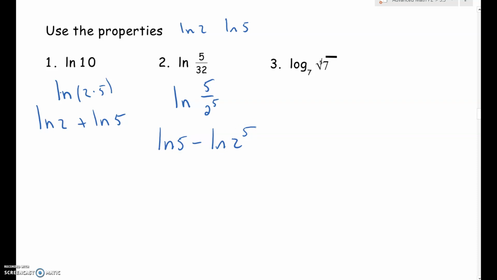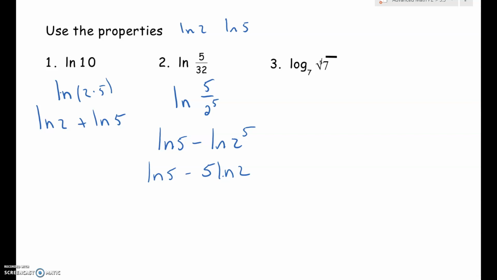Okay, but then we don't want any powers when we're dealing with this. So this will be ln 5 minus, or sorry, that should not be a 2. It should be a 5 of ln 2. In other words, that power goes out in front. So that's all we're doing. This seems a little strange just because it's numbers. I'm not going to do a lot of these in your notes.